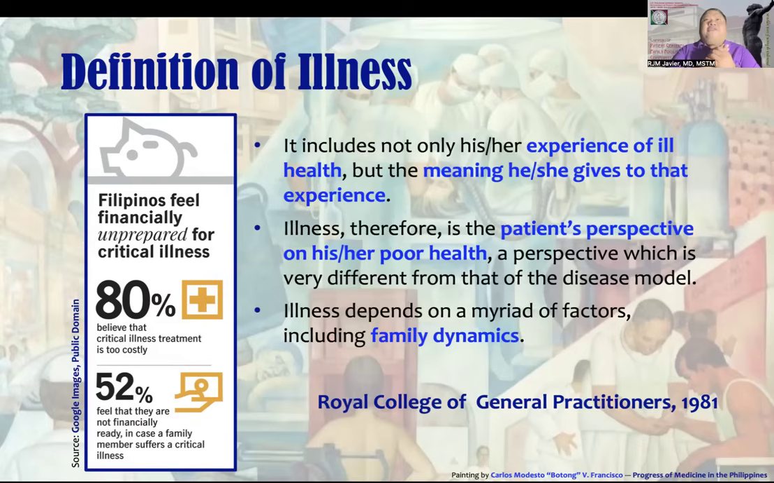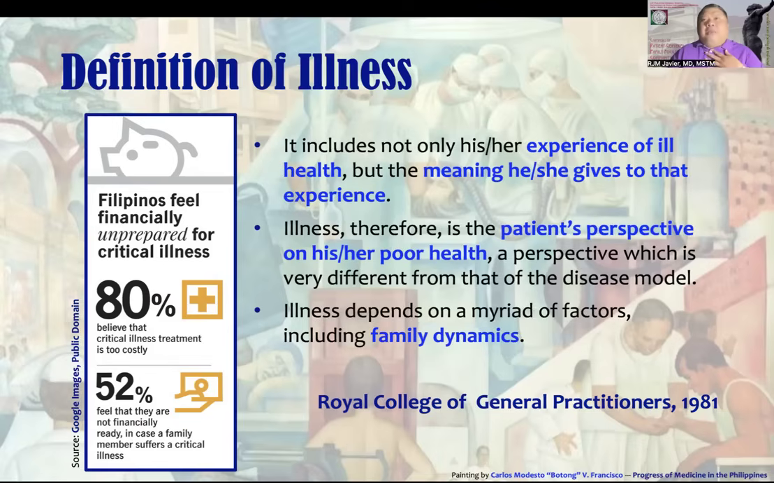So when we talk of illness, the coping mechanisms that a person and his or her family members will develop in relation to that medical condition will define how this patient will cope with that medical condition or that illness. We talk of financial burden of the illness when a family member contracts, let's say, malignant neoplasm or cancer.